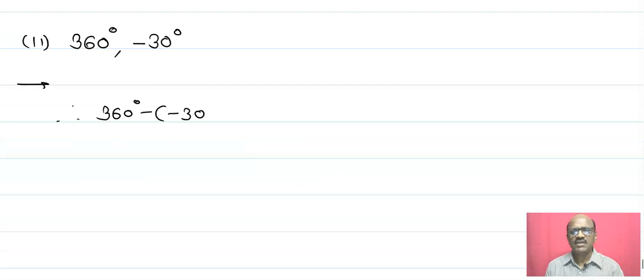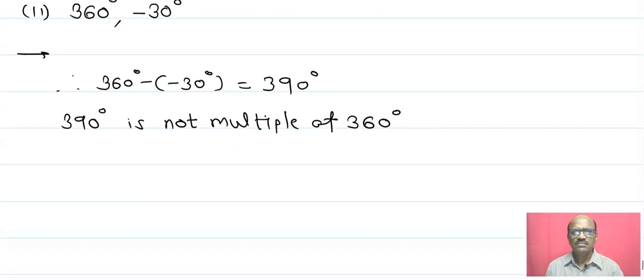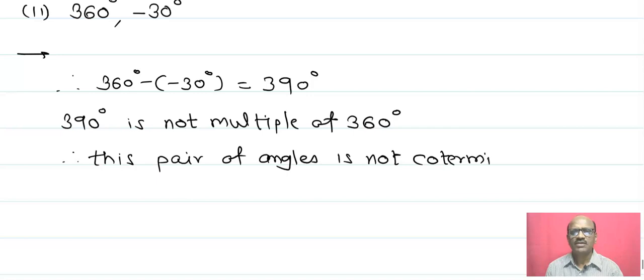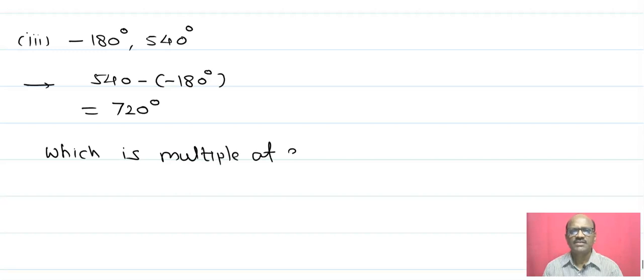Now next is 360 and minus 30. Again there is subtraction. It is 390, which is not a multiple of 360. Therefore, the angles are not coterminal. This pair of angles is not coterminal. Number 3: minus 180 degrees and 540 degrees. Again, subtracting, that is 720, which is a multiple of 360.